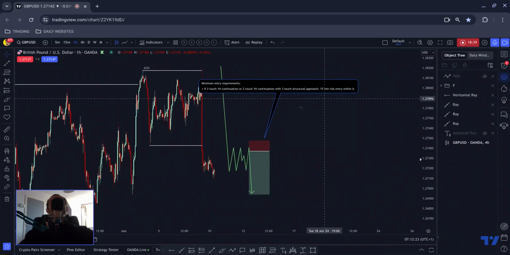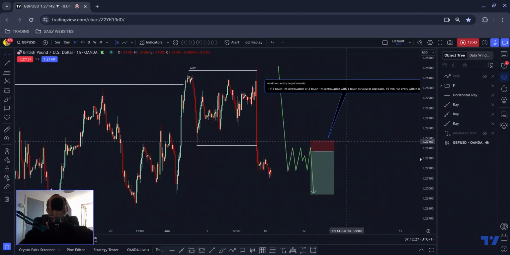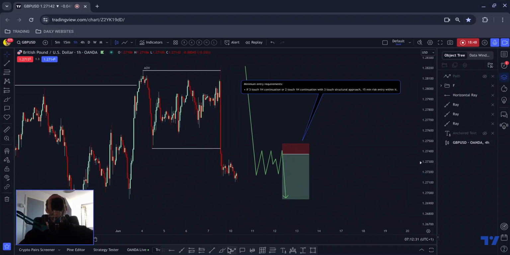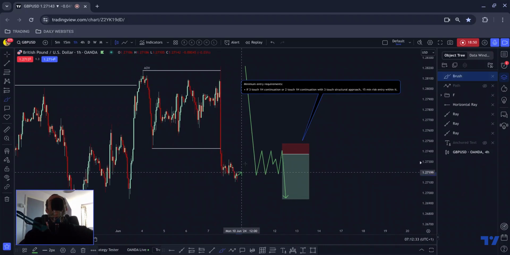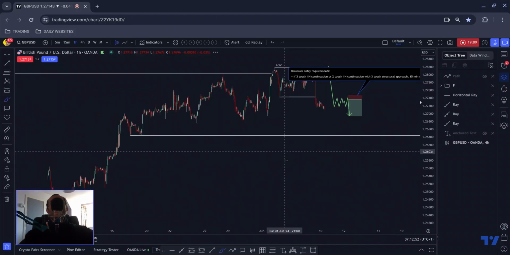I'll be looking for a 3-touch 1-hour continuation, as I said a moment ago on, I think it was Kiwi CAD. When we get a massive move down like that, price will often pull back because of all the stop losses that will be dotted along the way by people that just jumped in because they saw the move going without them, in quotation marks. So that's one of the reasons I'll be looking for a 3-touch 1-hour continuation or a 2-touch 1-hour continuation with a 3-touch structural approach. And then I would look to get short within the flag.